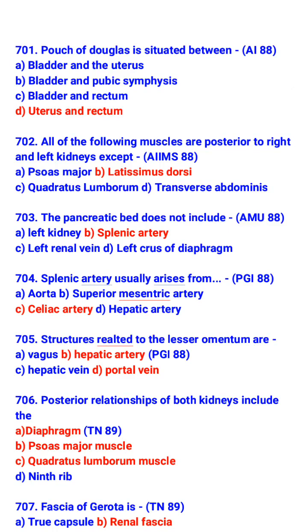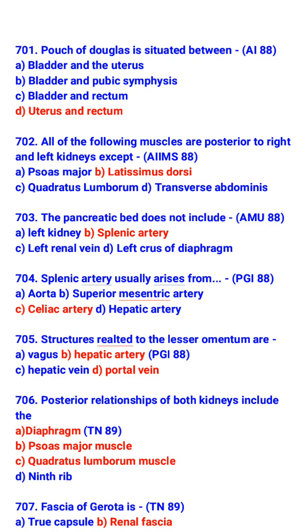Pouch of Douglas is situated between uterus and rectum. All of the following muscles are posterior to right and left kidney except latissimus dorsi. So which muscles are posterior to right and left kidney? Psoas major, quadratus lumborum and transverse abdominis.